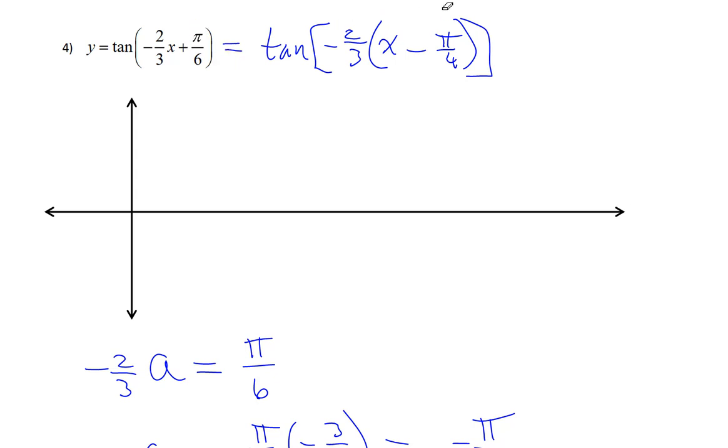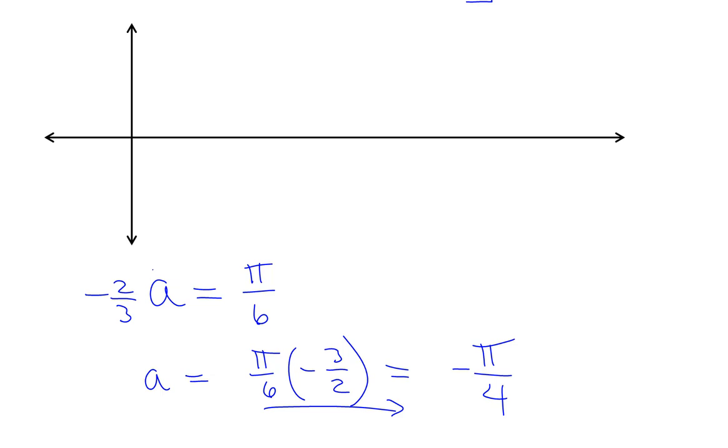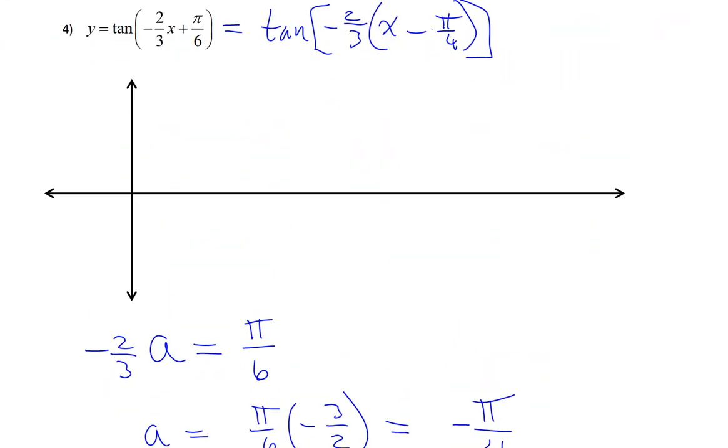How do we know it'll work? Because we just figured it out, right? -2/3 times A is pi over 6, and A, of course, is -pi over 4. So A is what should be in there, which means -pi over 4.